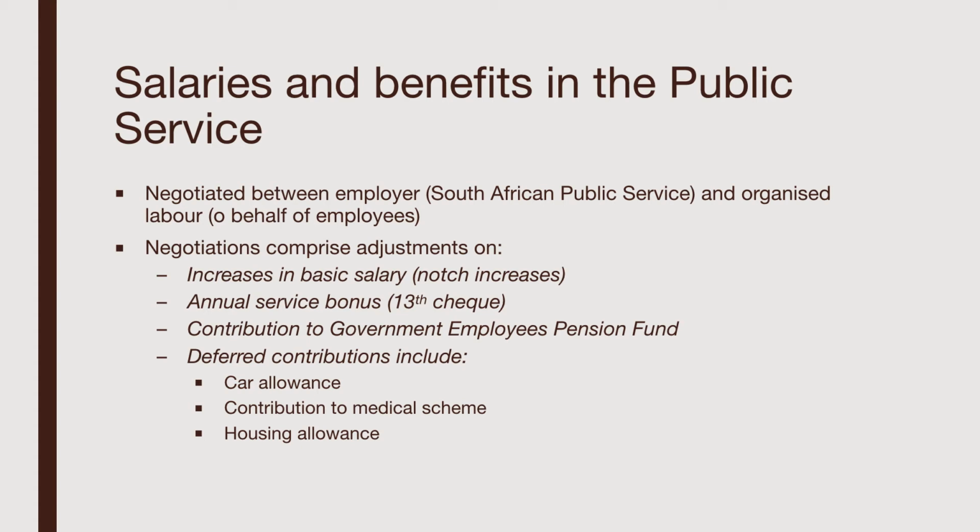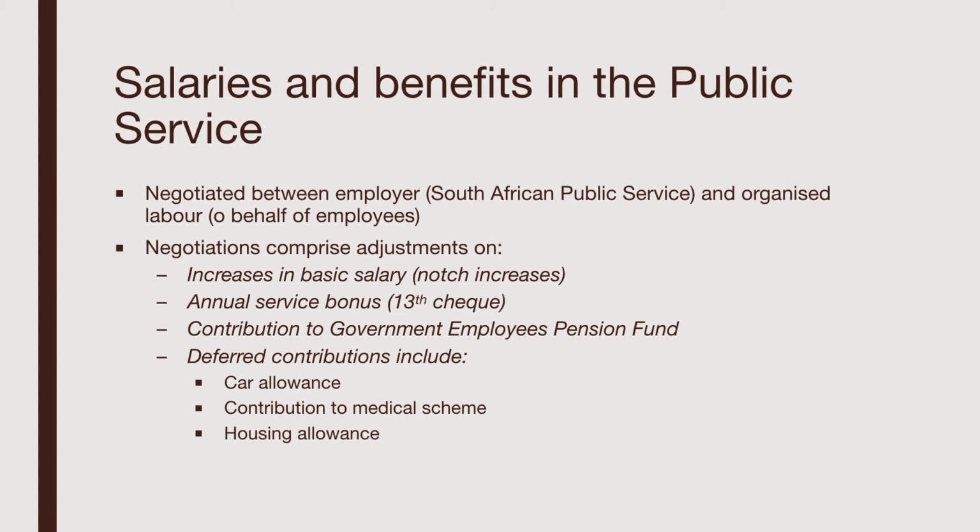The system that is used in the South African public sector is called the Codes of Remuneration, or the CORS. And the Codes of Remuneration were determined through a bargaining and negotiated process between the public service as the employer and organized labor on behalf of the employees.